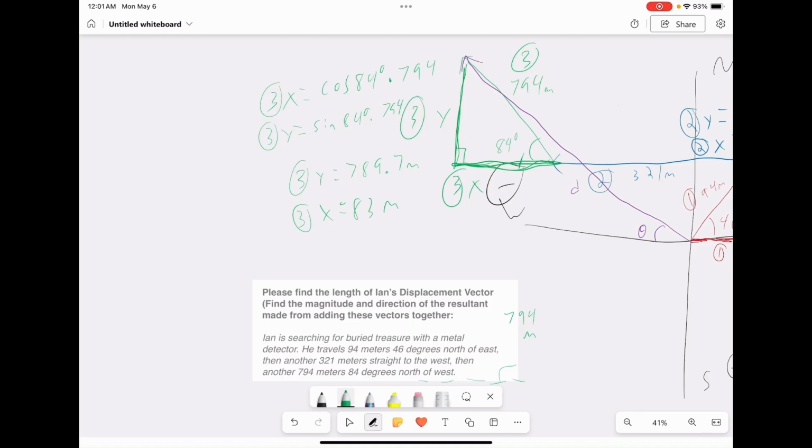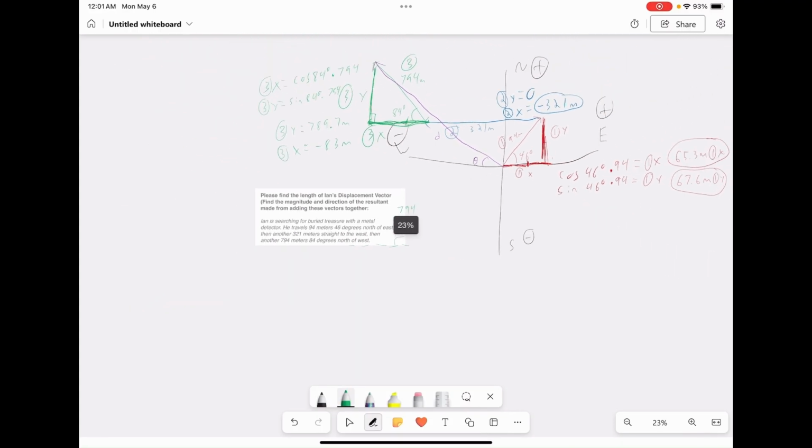Okay, now last thing we got to do is assign signs to these. My x component is going to the left, so it's negative. I'm just going to put a negative sign in front of that. So it's not 83, it's negative 83. My y component's going up, so it's positive. Cool. All right, so now I've got my 3 components of my 3 vectors.